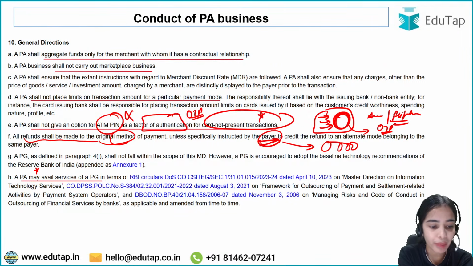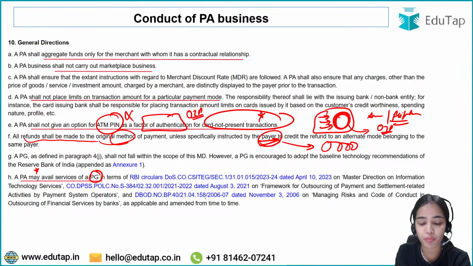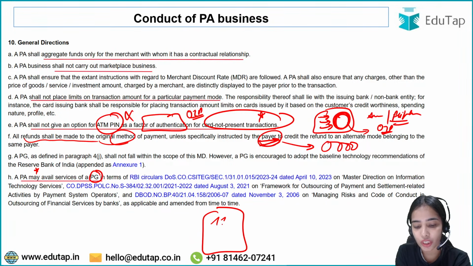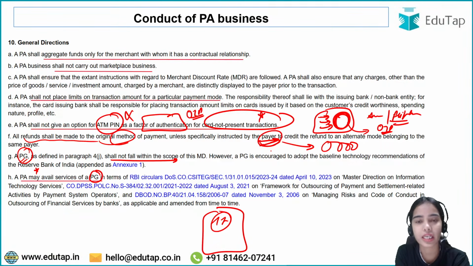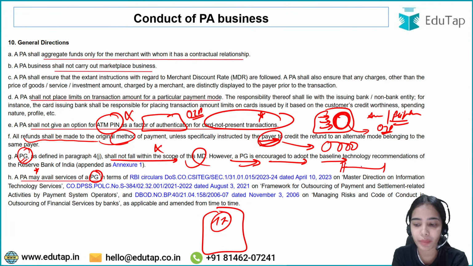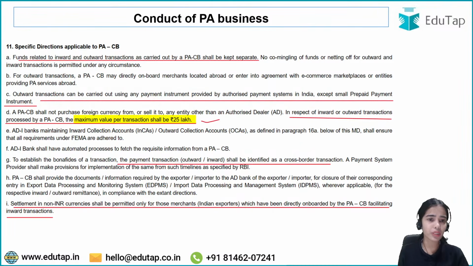A payment aggregator may avail services of a payment gateway also, because the payment gateway provides the technological infrastructure. The payment gateway that we have discussed shall not fall under the scope of this master direction, because they are not handling the funds, they are not transferring the funds, they are not settling the funds and such. They are only providing the technological infrastructure. So payment gateway shall not fall under the scope of this master direction. However, a payment gateway is encouraged to adopt the baseline technology recommendations, that is the basic technology recommendations. That's the idea. Now coming to the next point.